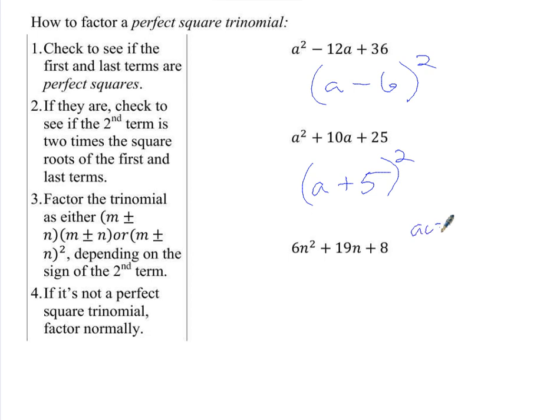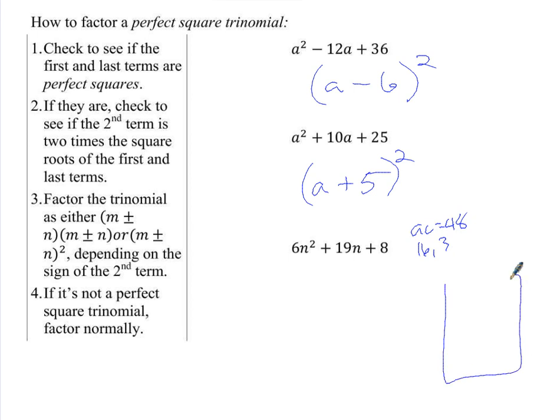I have AC equals 48. I need two numbers that multiply to give me 48, but add to give me 19. The two numbers that do that are the ones that everybody always forgets. 16 times 3. 16 times 3 is 48. 16 plus 3 is 19.